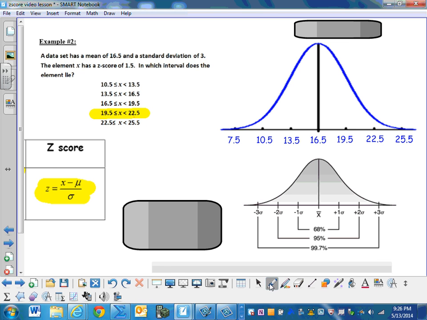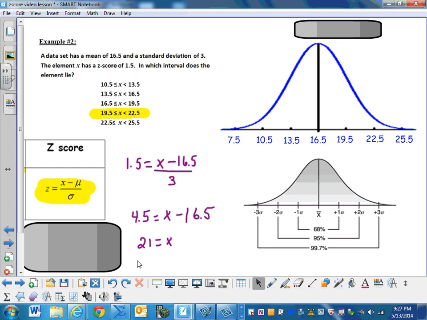We could also find the data element by using our z-score formula. Our z-score is 1.5, which is equal to our data element, which we're going to solve for, minus mu, which is 16.5, divided by our standard deviation of 3. So go ahead and solve for x. So x, or our data element, is equal to 21. And as we can see, it does fall in our range of 19.5 to 22.5, because the z-score is 1.5.